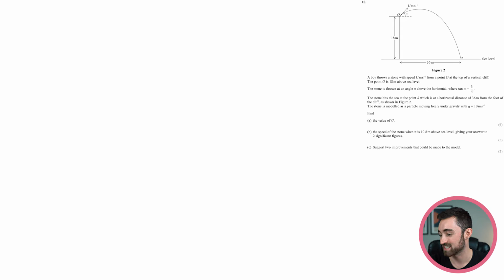Stone hits the sea at point S, which is at a horizontal distance of 36 from the foot of the cliff, as shown in figure 2. The stone is modelled as a particle moving freely under gravity with g equals 10. Find the value of u.